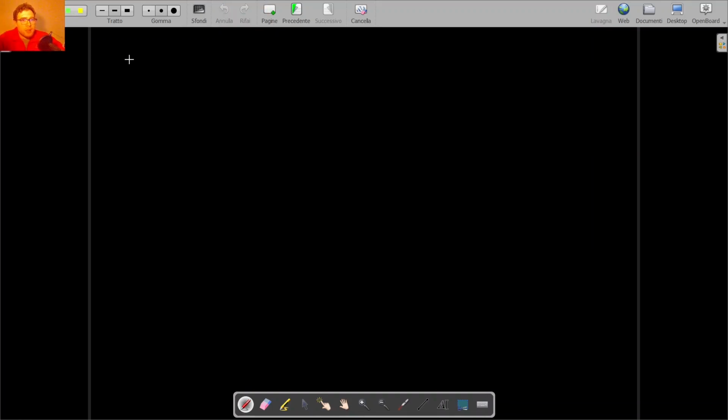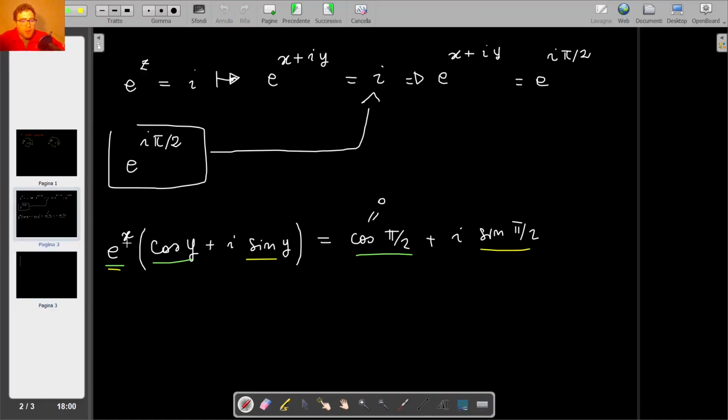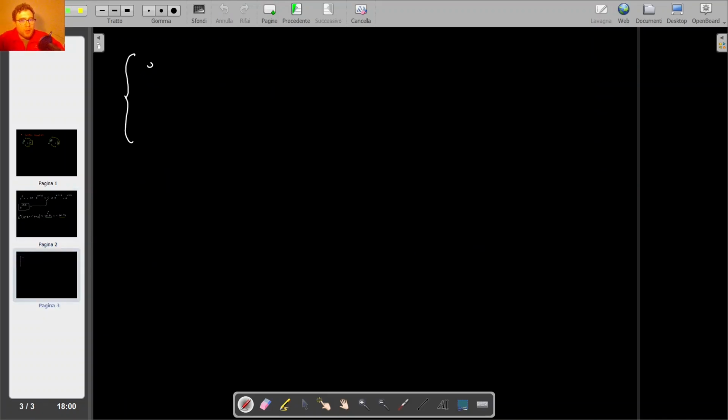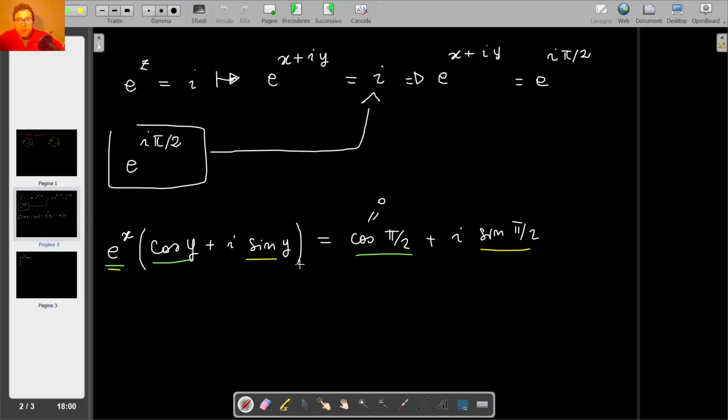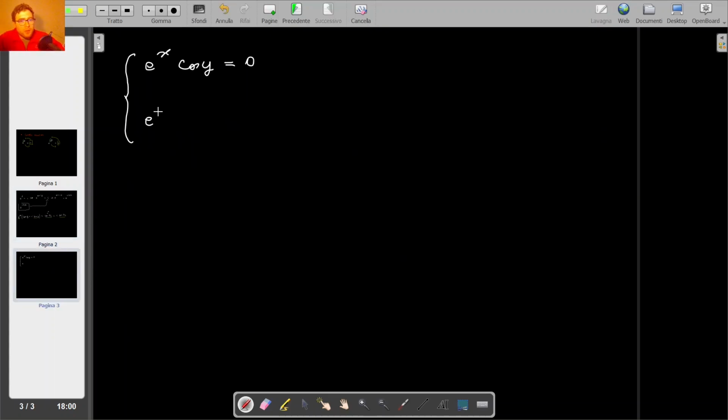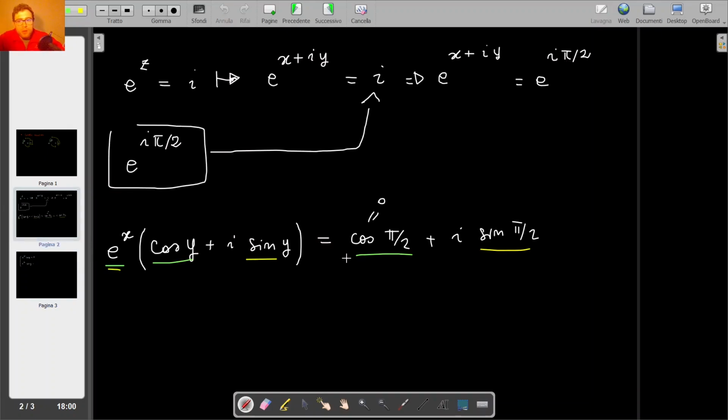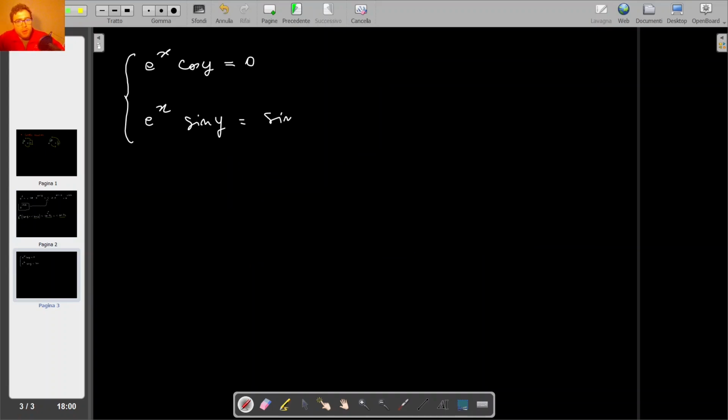So we write down a system of two equations, and we have that e raised to x cosine of y is equal to 0, and then e raised to x sine of y is equal to sine of pi over 2, and we know that this is actually equal to 1, so we can substitute this with its numeric value 1.